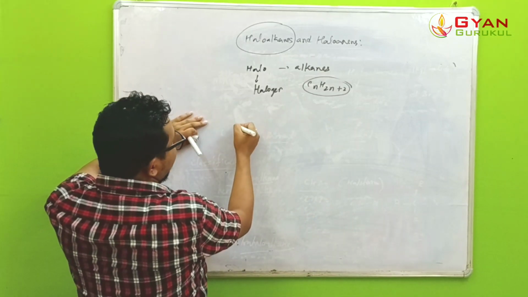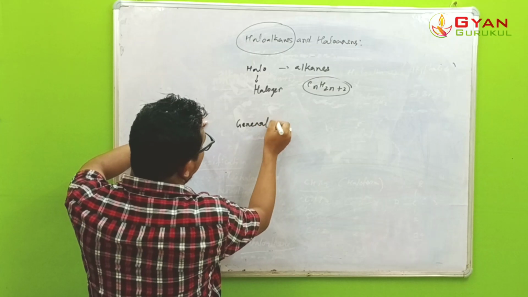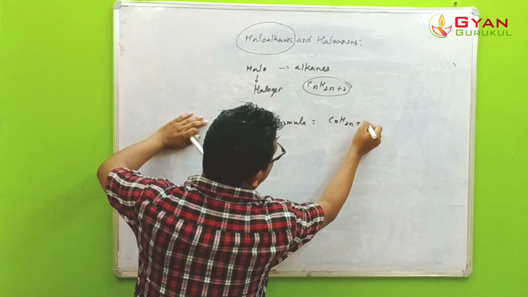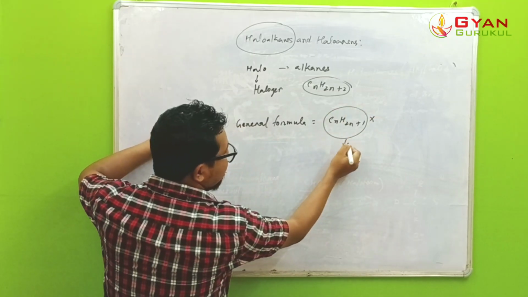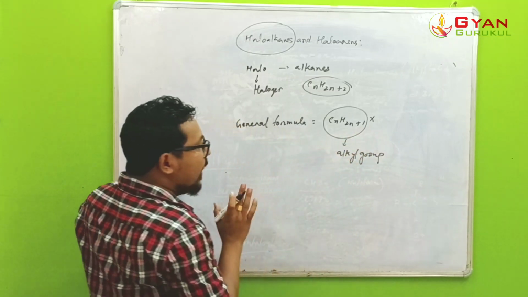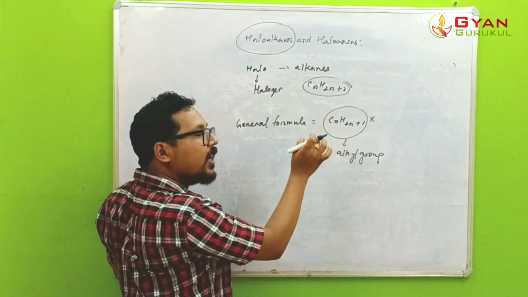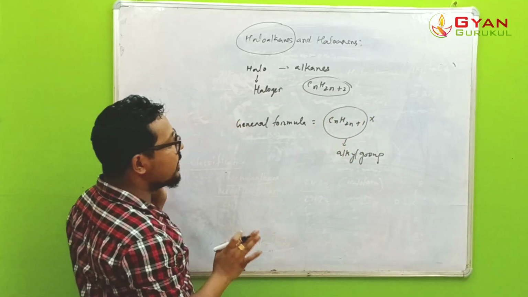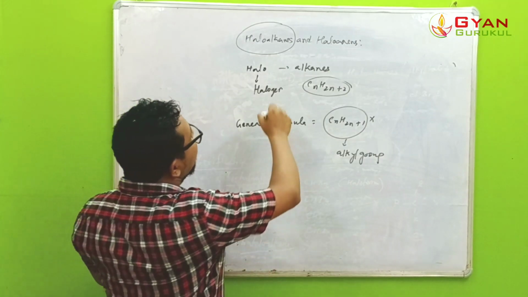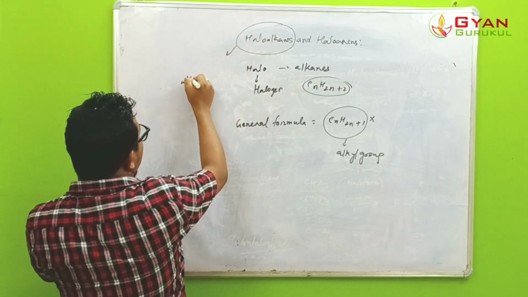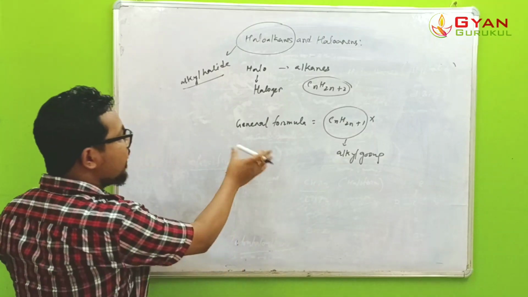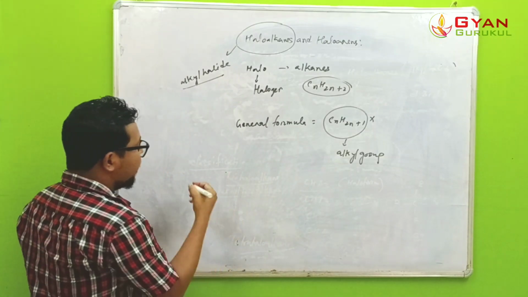You have to know that the general formula of haloalkane is CnH2n+1X, and this CnH2n+1 is called the alkyl group. That means if a halogen is bonded with an alkyl group, then it is called haloalkane or alkyl halide. So you can also say alkyl halide. This is the general formula, a very basic part.